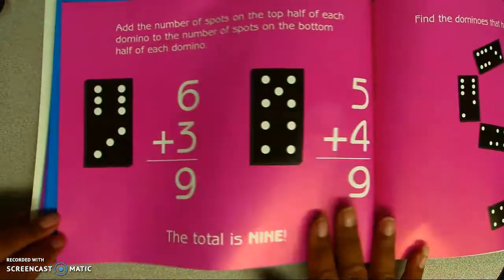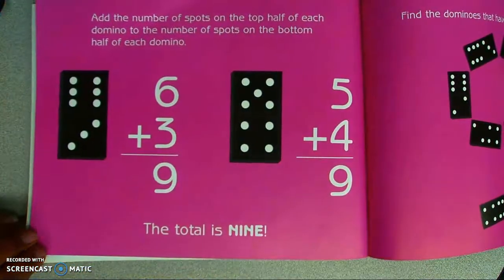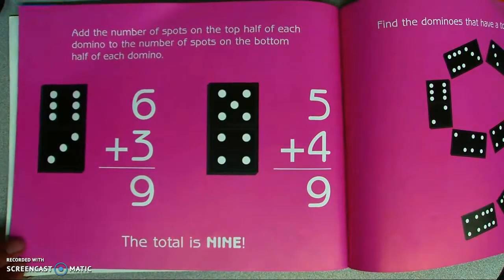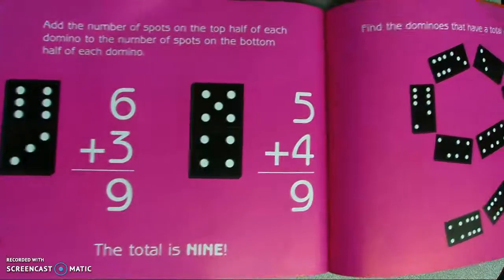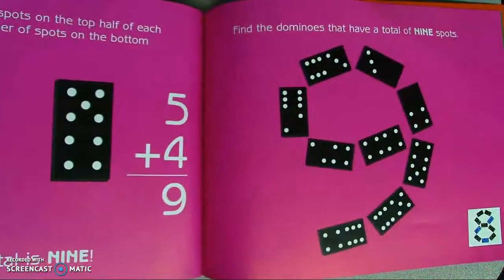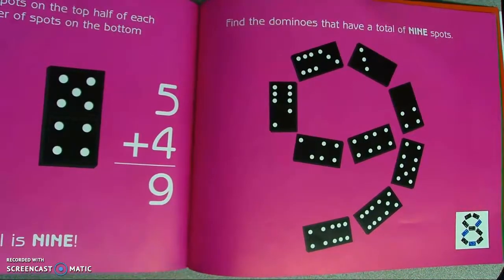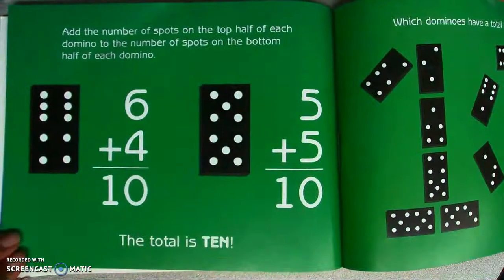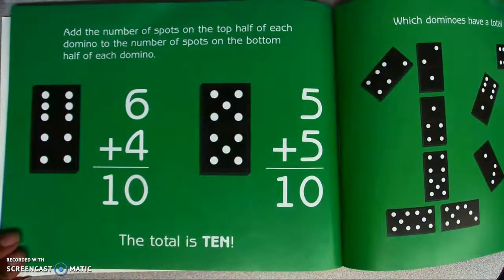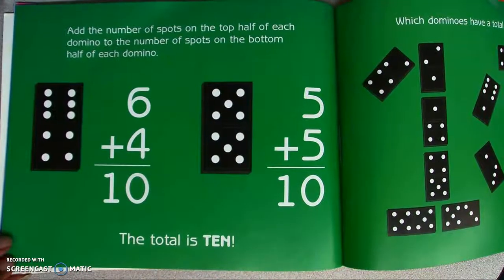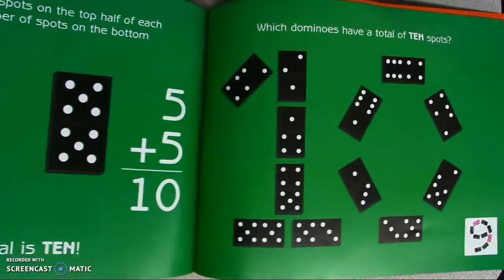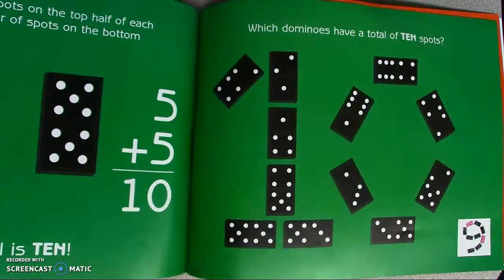Add the number of spots on the top half of each domino to the number of spots on the bottom half of each domino. The total is 9. Find the dominoes that have a total of 9 spots. Add the number of spots on the top half of each domino to the number of spots on the bottom half of each domino. The total is 10. Which dominoes have a total of 10 spots?